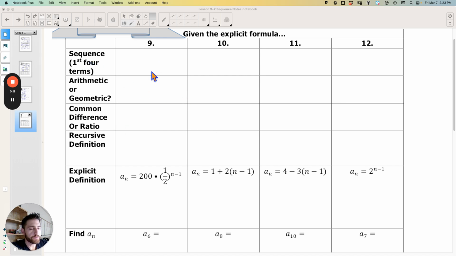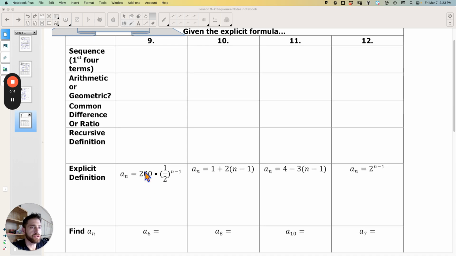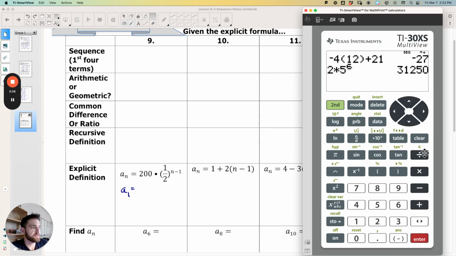So it's given us the explicit formula, and then you need to find the first four terms and fill out everything else in the table here. So the first thing we're going to do is figure out what a sub 1 is equal to by plugging in 1 for n right here. Now, the easiest and simplest way to do this is actually by using the table function in your calculator. So we're going to start by opening that up, and we'll plug in our explicit formula, because I can plug in exactly the first term, or 1 for the first term, and it will give me what the output is for the first term.